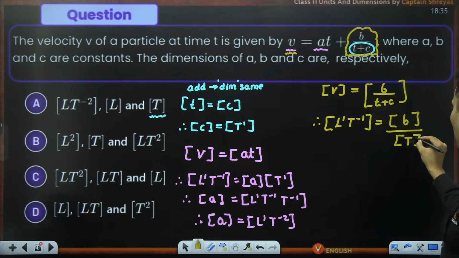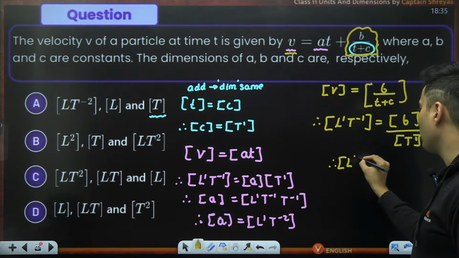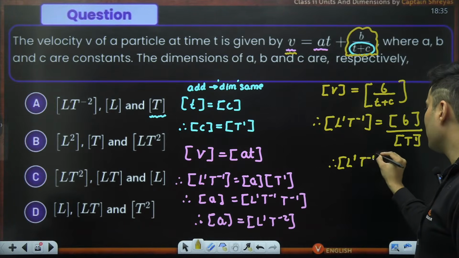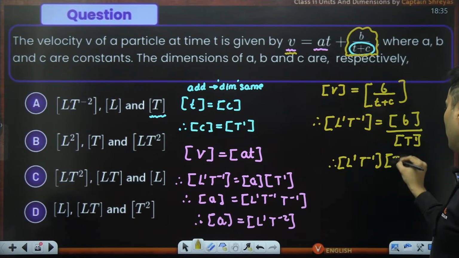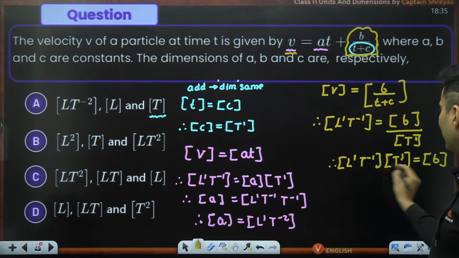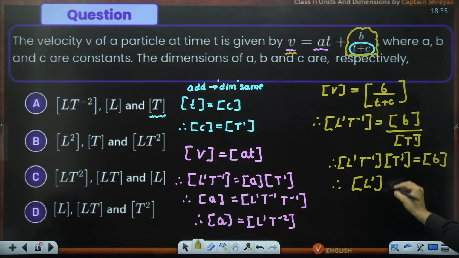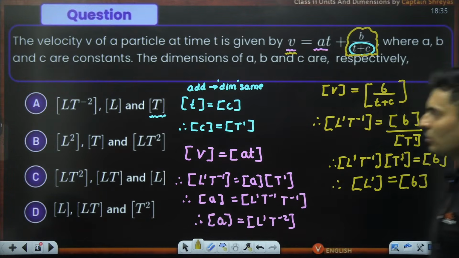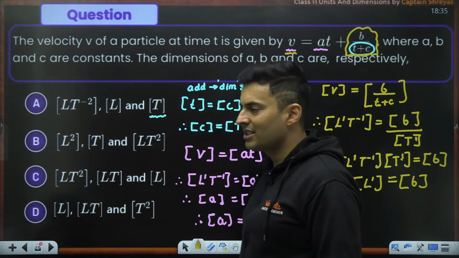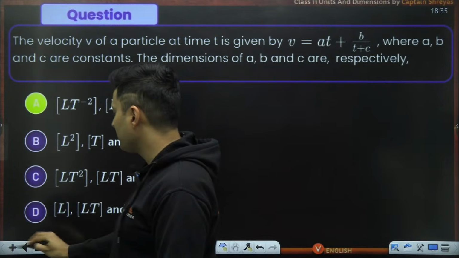So if I bring it over here, it will just become L raised to 1, T raised to minus 1, and this T on the top, T raised to 1, is nothing but the dimension of B. What will this be? This will just be L raised to 1. Minus 1 and plus 1 will be 0. So that is the dimensional formula for B. The dimensional formula for B is just L. Exactly what we wanted. So that is why the answer is A.